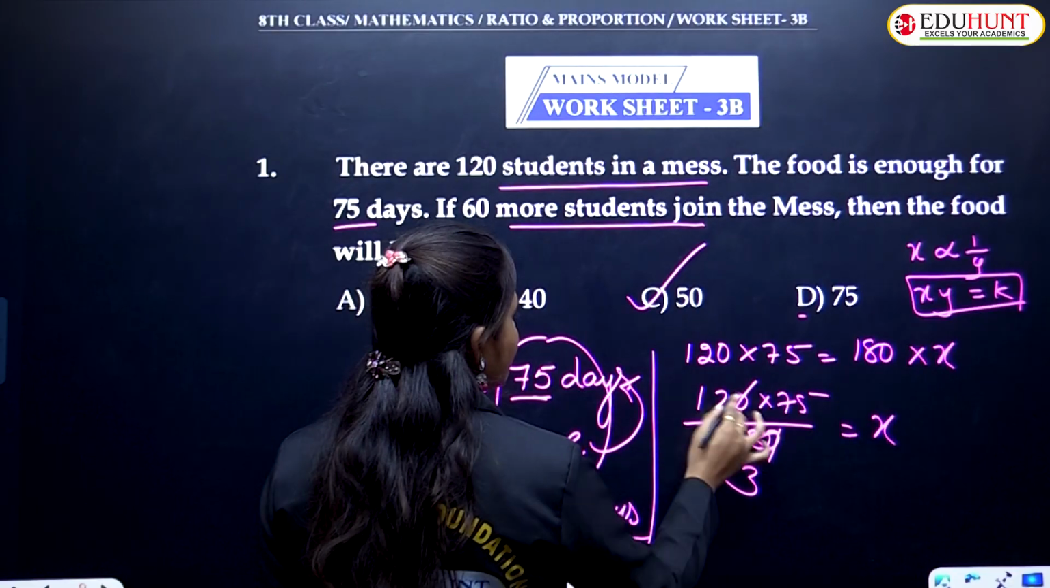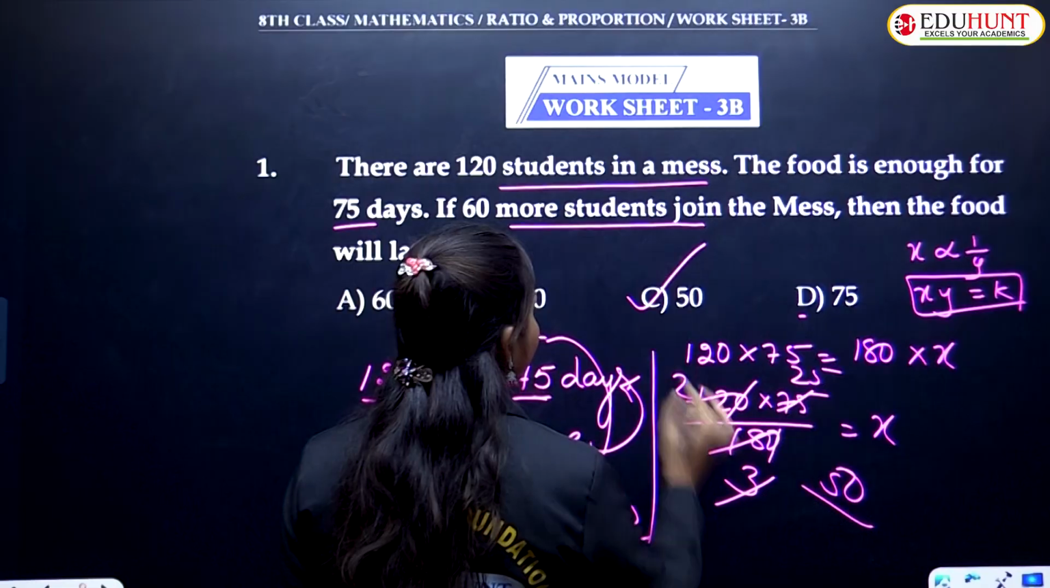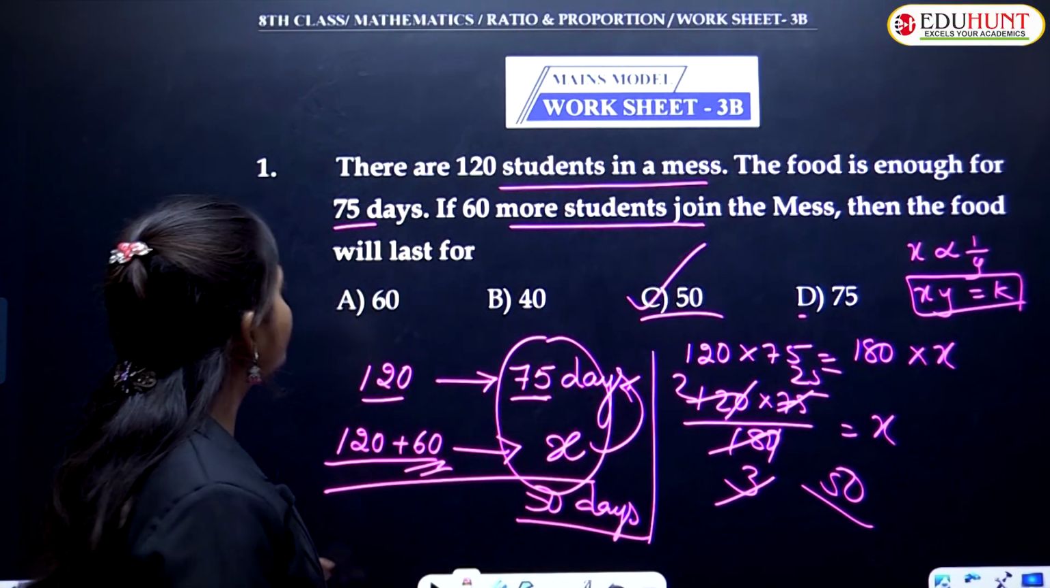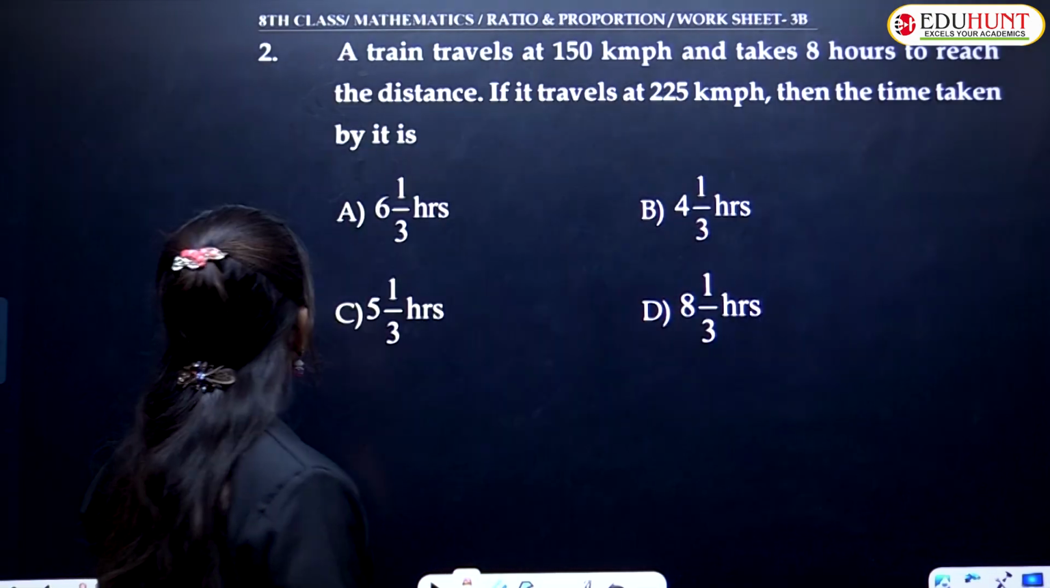So 6 3s, 6 2s, 3 25s, so 25 2s 50. So finally our answer is 50 days. Understand ma? So which option is correct? Option C is correct here. So let us see the next question.